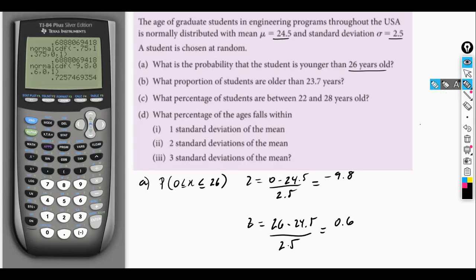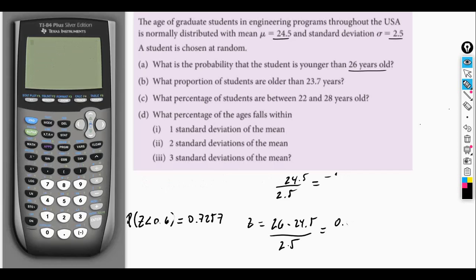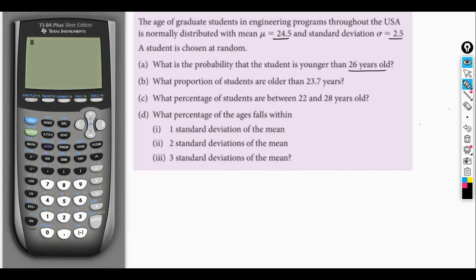But for the sake of formality, let's write the answer in terms of z. So we would say the probability of z being less than 0.6 is going to be 0.7257, or like I said, 72.57%. So now let's do part B. For part B, they want us to find what proportion of students are older than 23.7 years. So notice that that means what is the probability that the random variable x is greater than or equal to 23.7 years.